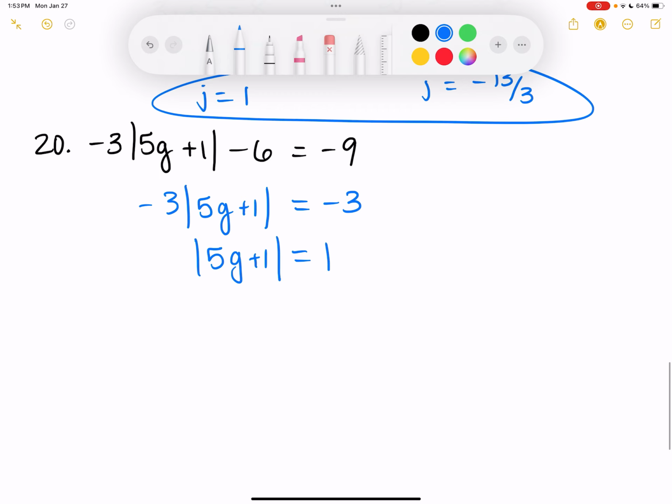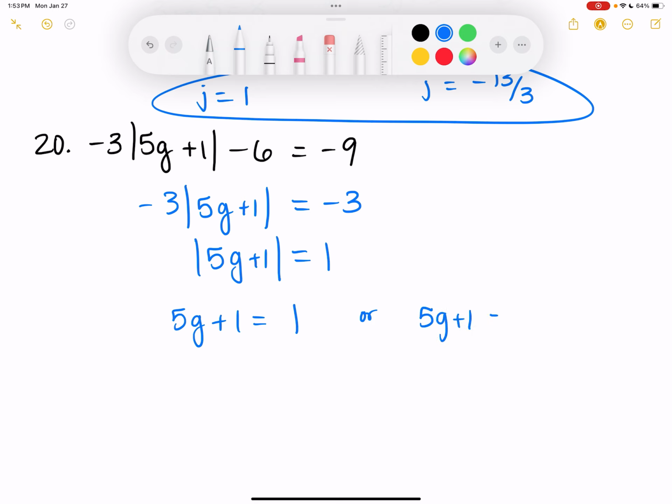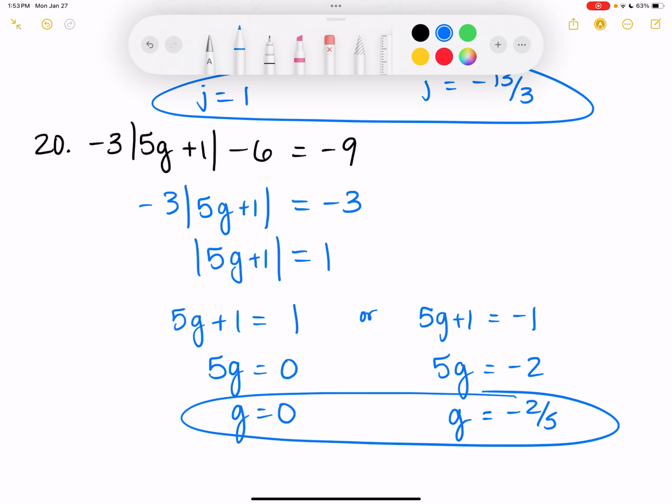So, two separate equations: 5g plus 1 equals 1, or 5g plus 1 equals negative 1. So subtract the 1, 5g equals 0, divide by 5, g equals 0. And then over here, subtract the 1, 5g equals negative 2, or g equals negative 2/5. And those are our two solutions on that.